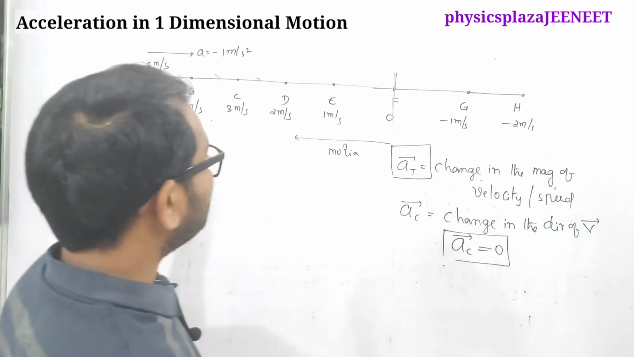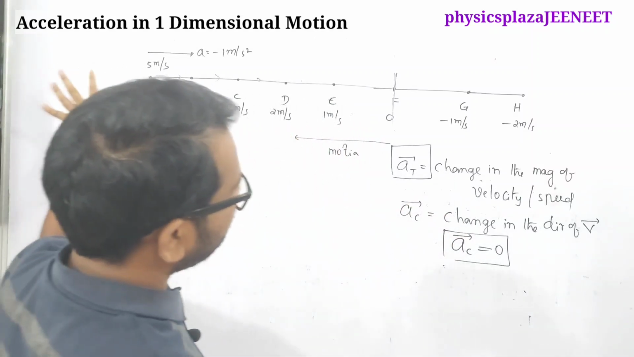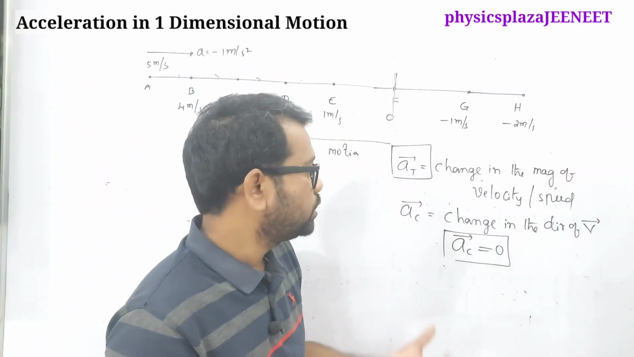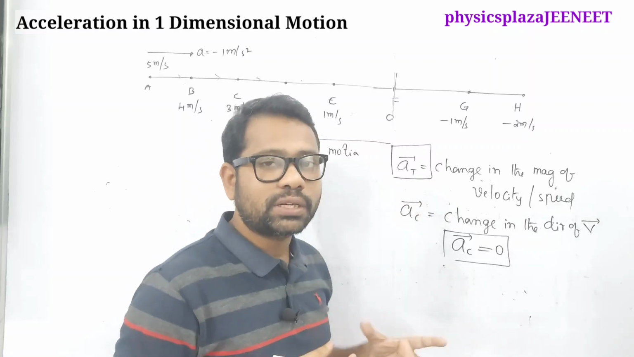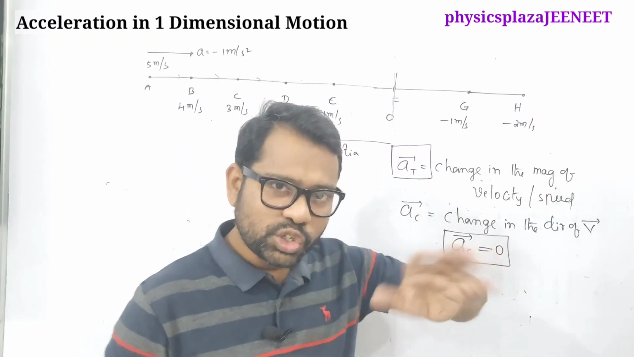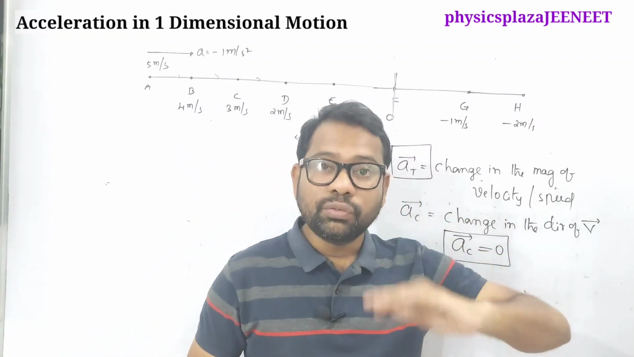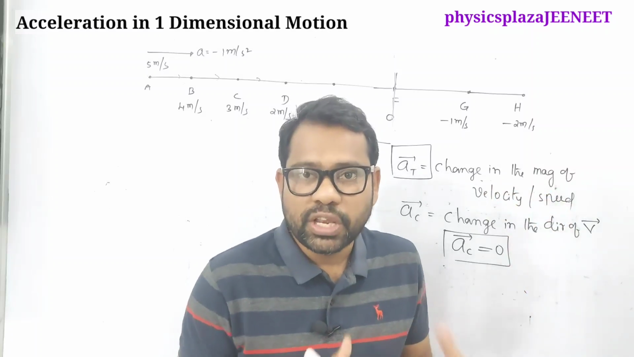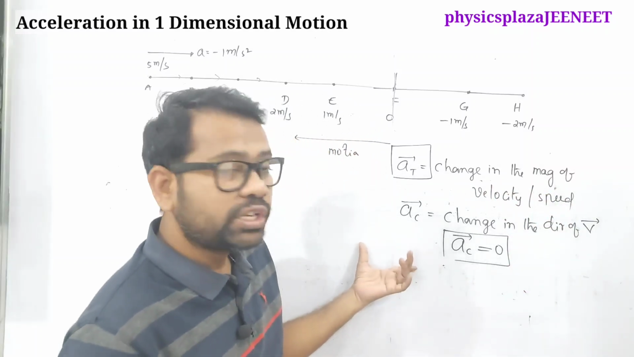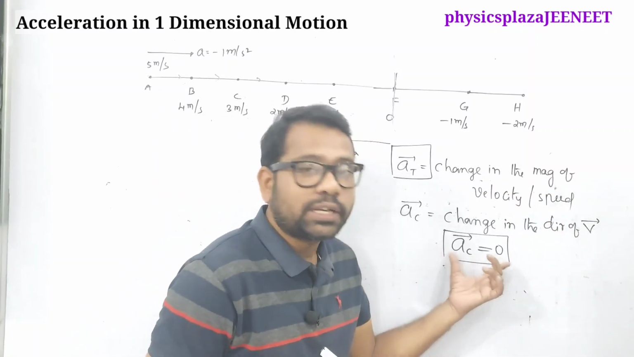Okay, so in one-dimensional motion, children, the body is going along a straight line path, so only tangential acceleration comes into play. Which means what? There is a change in the magnitude of the velocity, so-called speed, a change in the value, but there is no change in direction. That's why centripetal acceleration is 0.